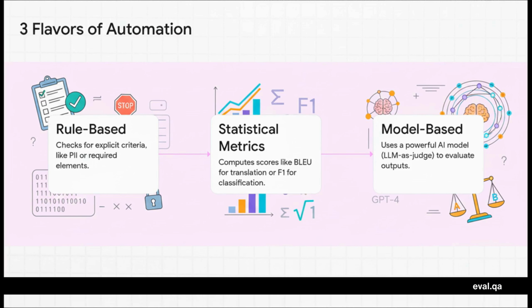You've got your basic rule-based checks, super simple stuff like, did the AI leak a social security number? Yes or no? Then you move up to statistical metrics, things like F1 score, which are a bit more sophisticated. And then you have the really new, exciting stuff, model-based evaluation. This is where you use one powerful AI, like a GPT-4, to act as the judge for another AI. It's amazing for catching subtle things, but, and this is a big but, that judge AI has its own opinions and biases, so you have to be careful.